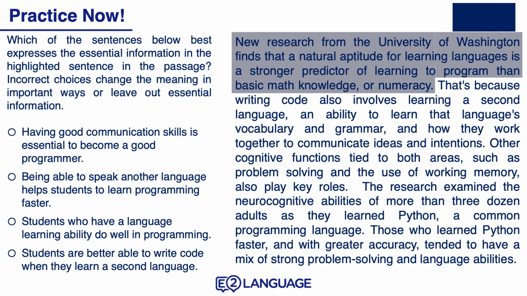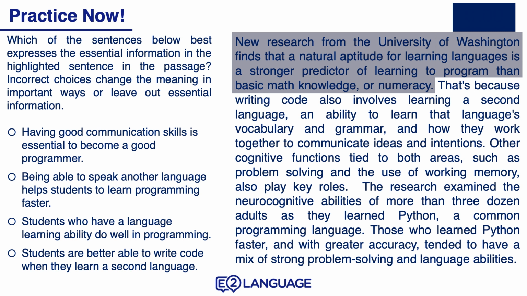Okay, so the highlighted part of the text says, new research from the University of Washington finds that a natural aptitude for learning languages is a stronger predictor of learning to program than basic math knowledge or numeracy. So, which of these answer options says the same thing but in different words? So let's take a look.